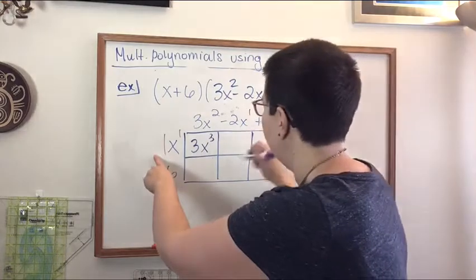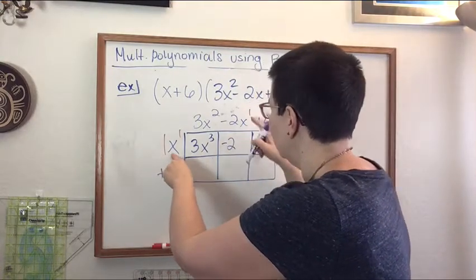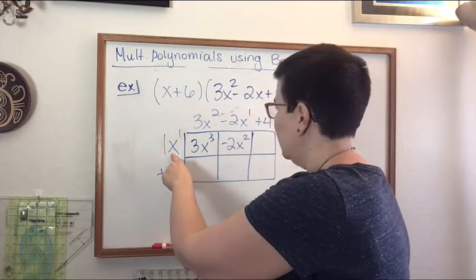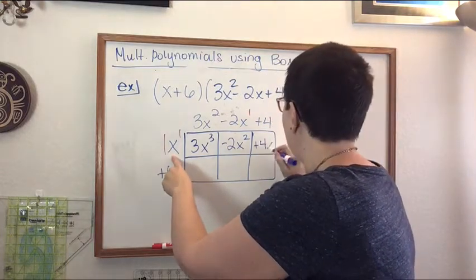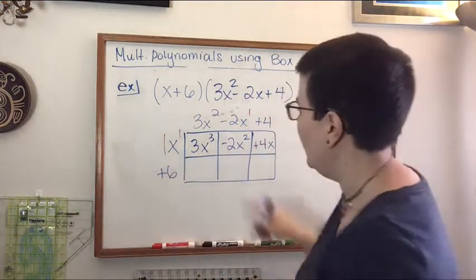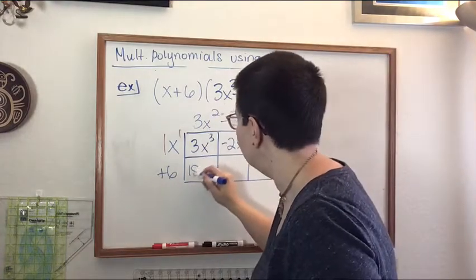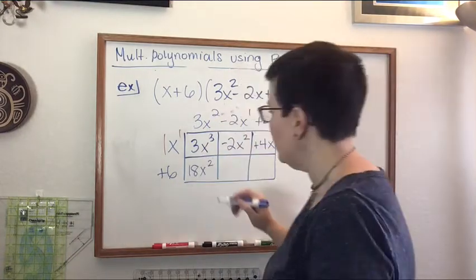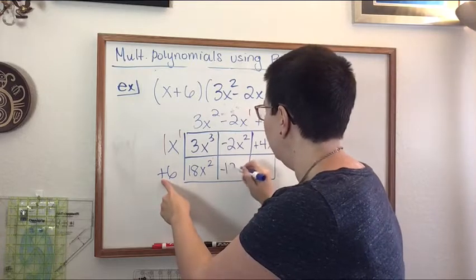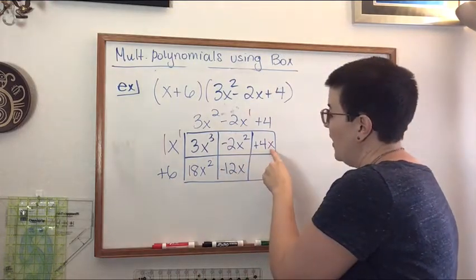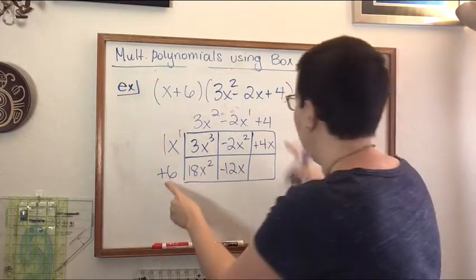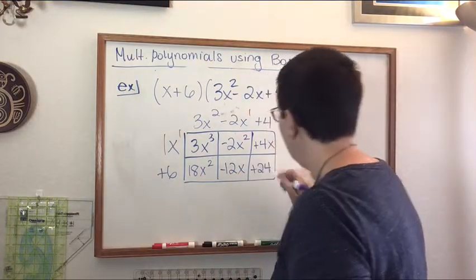Okay, 1 times -2 is -2, x to the first times x to the first is x to the second. 1 times 4 is 4, and it's positive, and then the x comes along. All right, 3 times 6 is 18, and the x squared comes along. 6 times -2 is -12, and the x comes along. And notice, x squared, x to the first, x to the first. All right, and then the last one, 6 times 4 is 24.